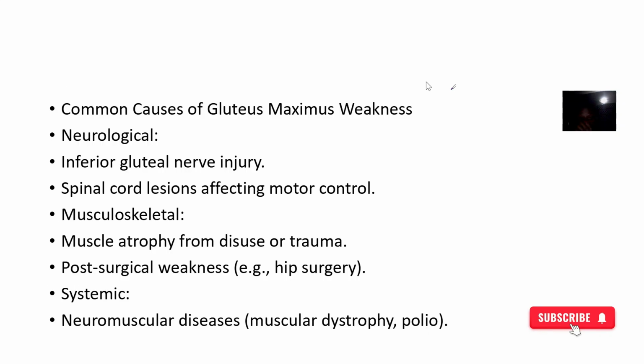So common causes of gluteus maximus weakness could be neurological, like injuries to the inferior gluteal nerve, spinal cord lesions. It could be musculoskeletal issues like muscle atrophy, maybe after a surgery. It could be systemic issues like all those neuromuscular diseases.